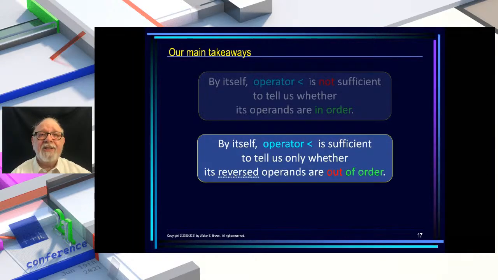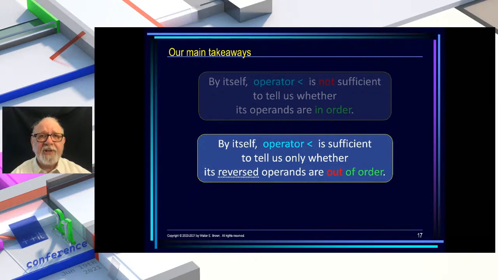What operator less than is good for is to tell us only whether, when we reverse the operands, they were presented to us out of order. I refer you again to my sample implementations of out of order and in order functions. So that's the main part of my talk.